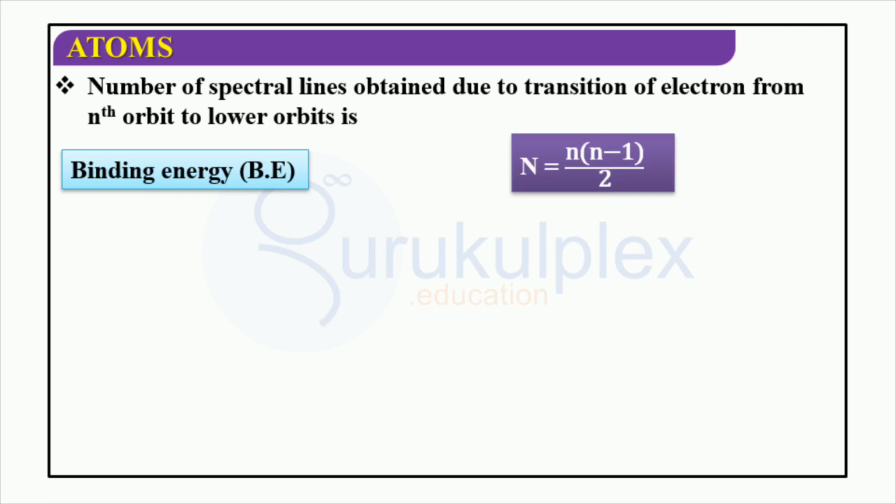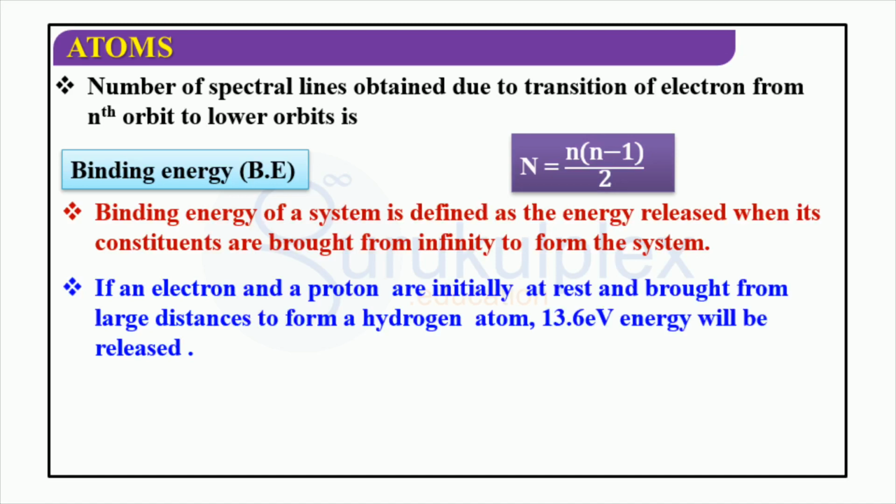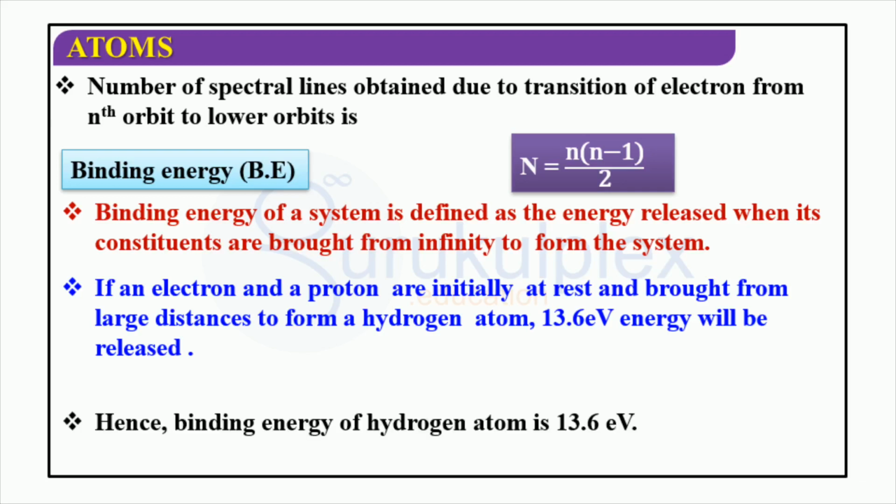Also, the binding energy of an atom or system is determined as the energy released upon combining particles from an extended distance. For instance, when an electron and proton are combined from afar, 13.6 electron volts of energy is released, constituting the binding energy of the hydrogen atom.